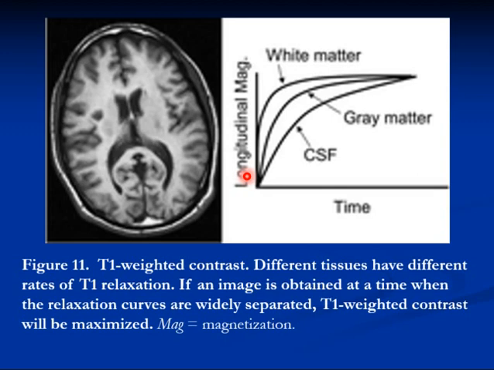Okay? Because T1 is a characteristic of the matter, not of the image. The image is T1 weighted. The tissue has a T1: T1 of the CSF, T1 of the gray matter, T1 of the white matter. Okay?